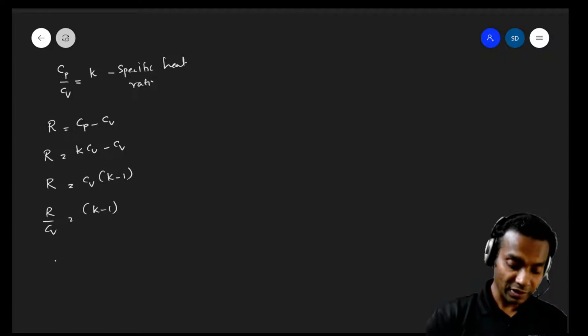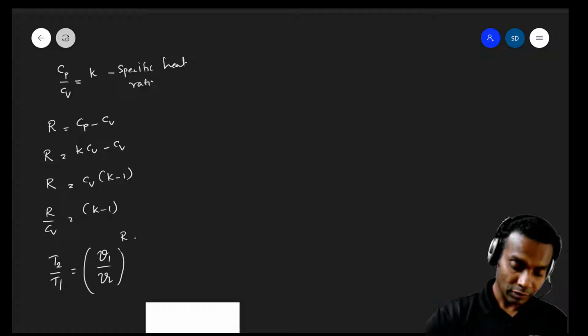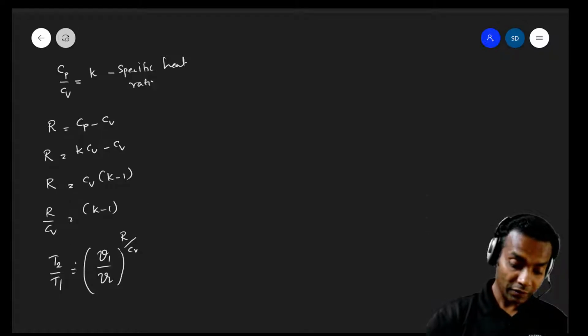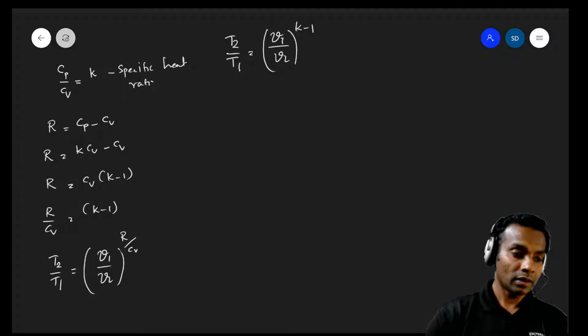So from the previous derivation, we got T2 over T1 equals V1 over V2 to the power R over Cv. Now R over Cv is equal to k minus 1. So I can write T2 over T1 equals V1 over V2 to the power k minus 1. Now that's the one relationship.